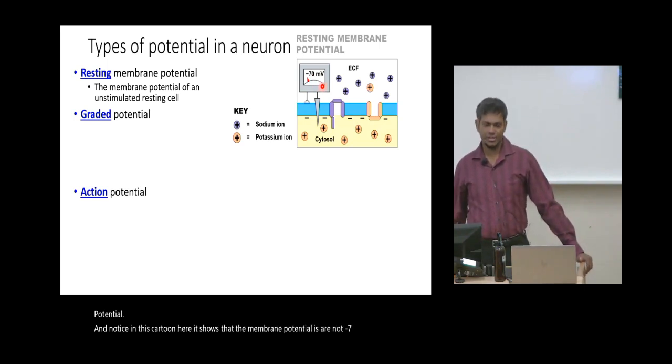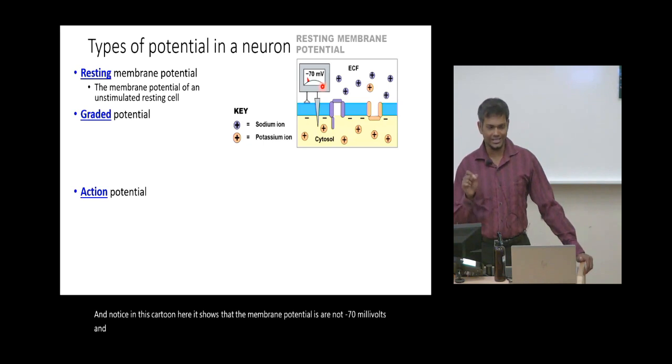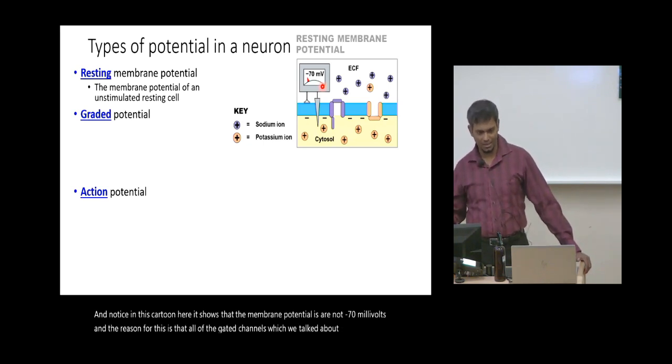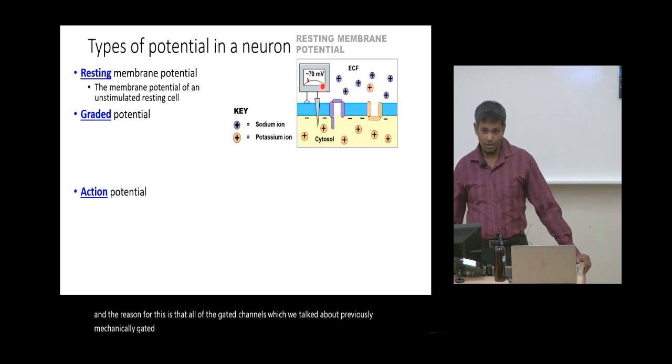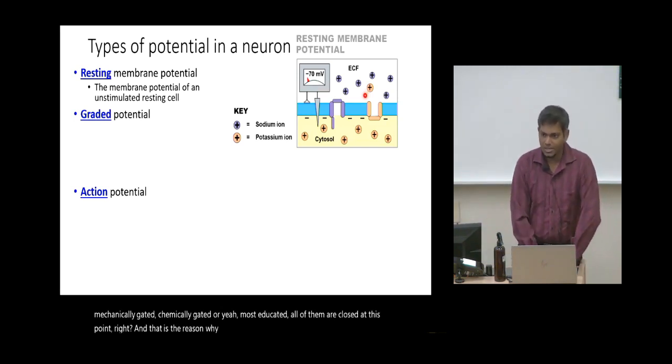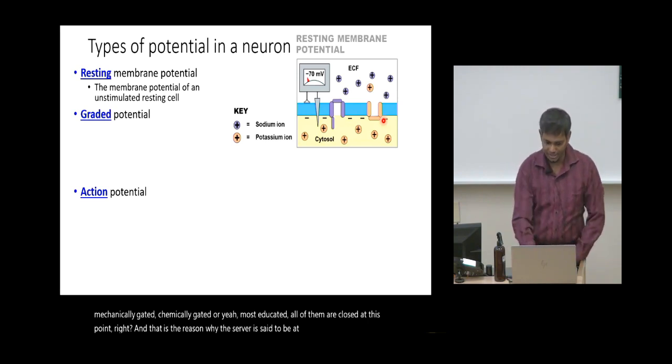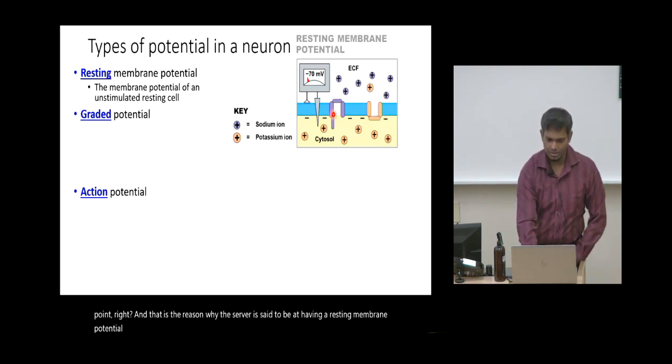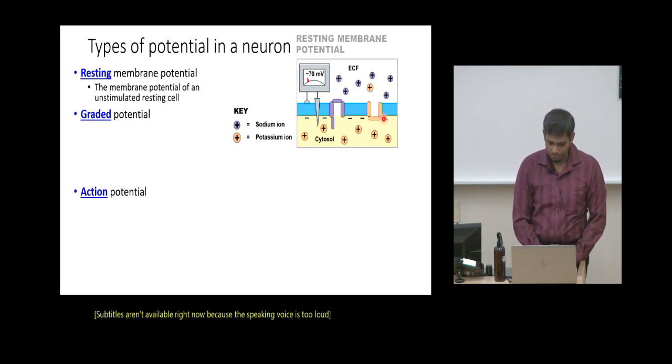And the reason for this is that all of the gated channels, which we talked about previously, mechanically gated, chemically gated, voltage gated, all of them are closed at this point, right? And that is the reason why the cell is said to have a resting membrane potential. And as this cartoon shows, notice that the sodium channels are closed, the potassium channels are also closed.